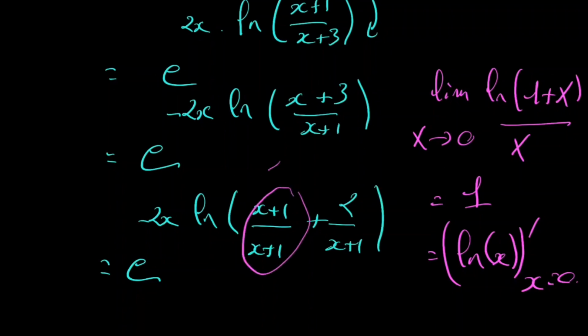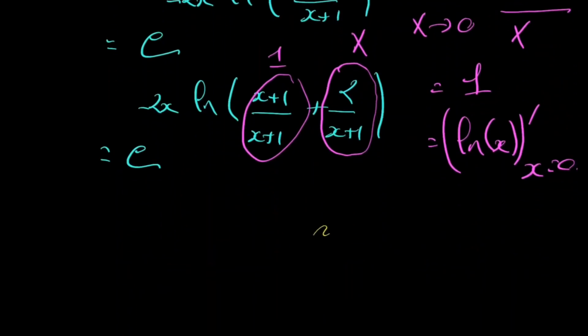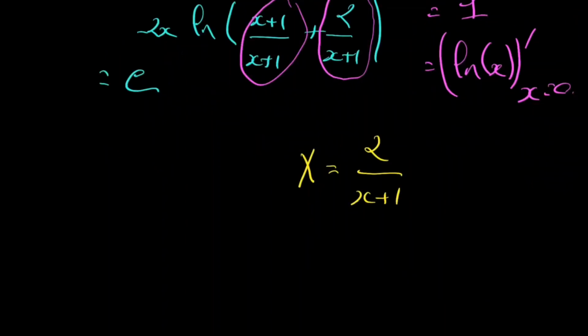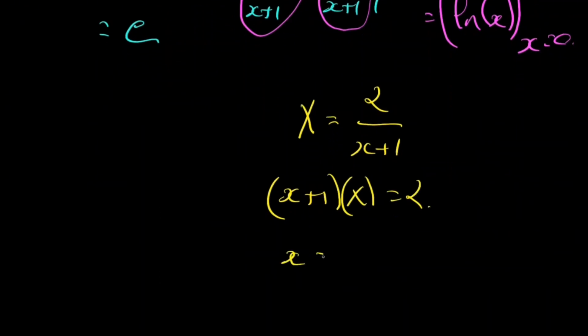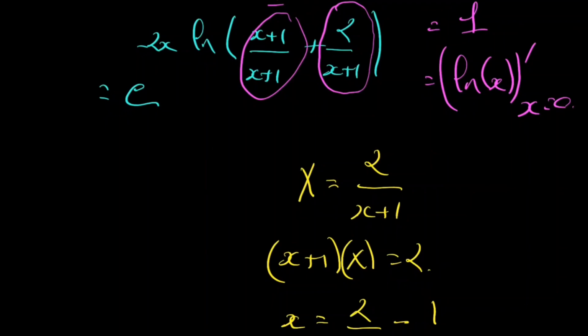This thing here is equal to 1. So we do have something like logarithm of 1 plus something that will tend to 0, because when x tends to plus infinity, we have 2 over x plus 1, which tends to 0. So this will be our capital X. We want capital X to be equal to 2 over x plus 1. So we are going to solve for x. We got (x plus 1) times X is equal to 2. So x is equal to 2 over capital X minus 1.